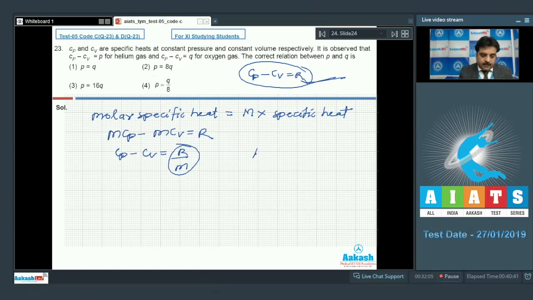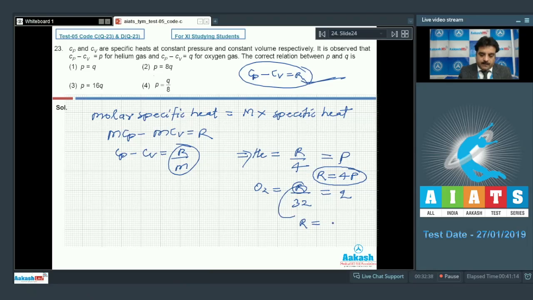So if I use this for helium, can I say R upon 4, because the molar mass of helium is 4. Similarly, for oxygen, R upon 32. This value is given by the problem as P and this value is given by the problem as Q. So here I can say the value of R is 4 times P, and the value of R in this expression will be 32 times Q.